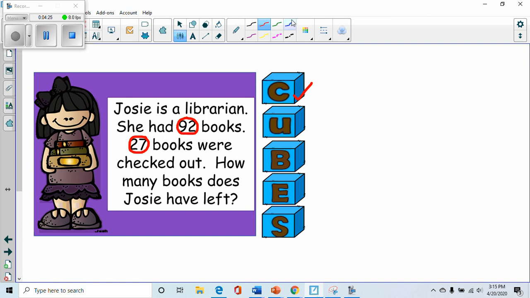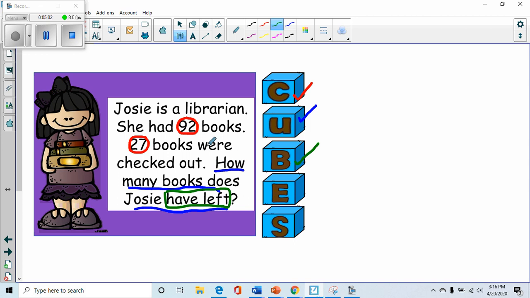The U in cubes reminds me to underline my question. How many books does Josie have left? Did you see some clue words that we could box in? In the question, I see the phrase have left. Have left, along with the numbers, is what I need to think about when I evaluate the problem.